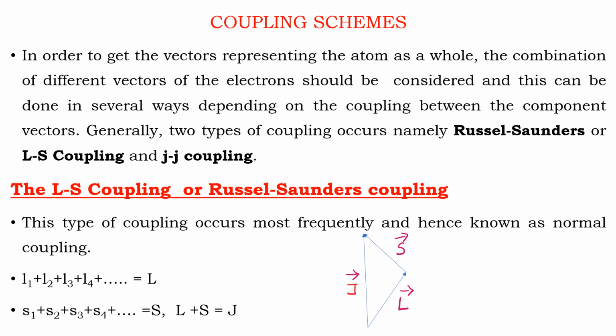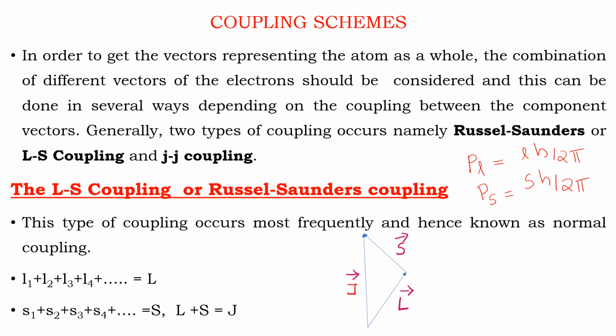We have already studied the equation, that is, the orbital angular momentum vector can be represented as an integral multiple of h divided by 2 pi. That is, PL is equal to LH divided by 2 pi, where L is called the orbital quantum number. And the spin angular momentum vector can be represented as SH divided by 2 pi, where S is the spin quantum number. That is, both orbital angular momentum and spin angular momentum are quantized.